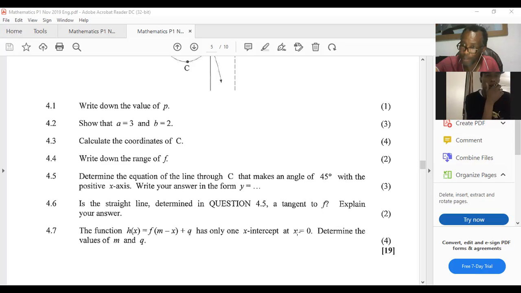That means x is zero and y is zero, then you substitute your y, which is h at x is zero, and your x in f at m is equal to zero. Now you say zero is equal to f at m, then plus q. Now you substitute that, then you'll get one equation.